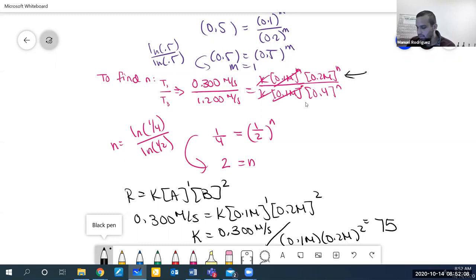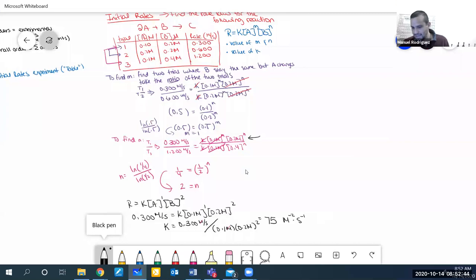So the units are, we have one molar and two more molar. So we have 3 molar at the bottom, but 1 molar on top. So it'll be M to the negative 2, because 1 molar will cancel out with the other molar, but then you get 2 extra ones. And then that will be times seconds to the minus 1, because you got that seconds at the end. And that's how you use initial rates to find the rate law.